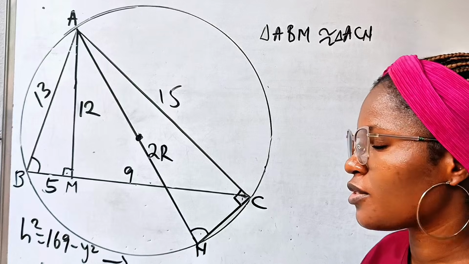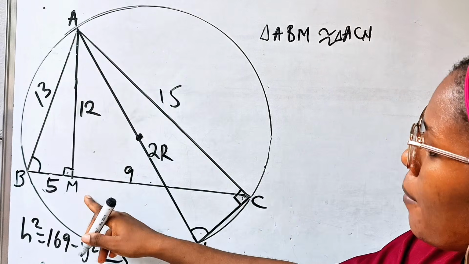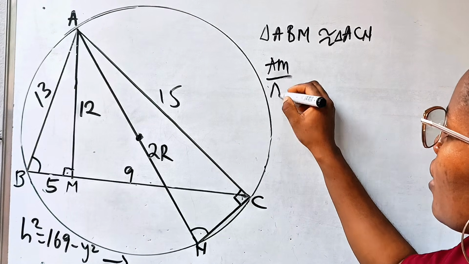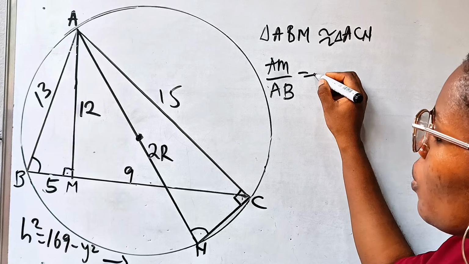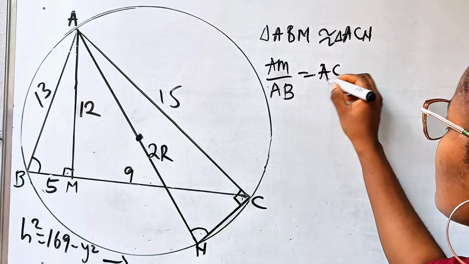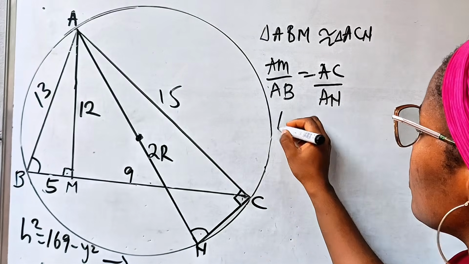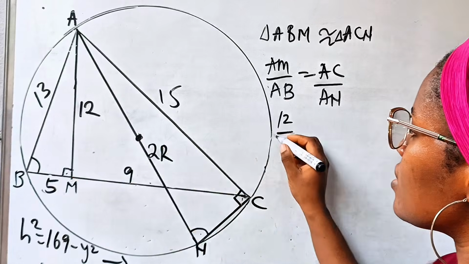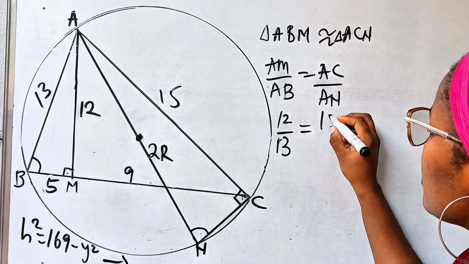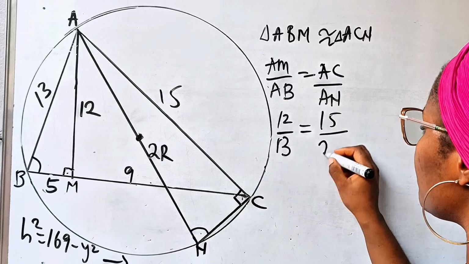Now, if we say AM over AB, it should be equal to AC over AN. Now, AM is 12, AB is 13, is equal to AC is 15, AN is 2R, because this is the radius, and this is the diameter.